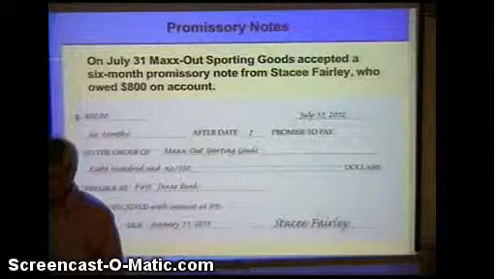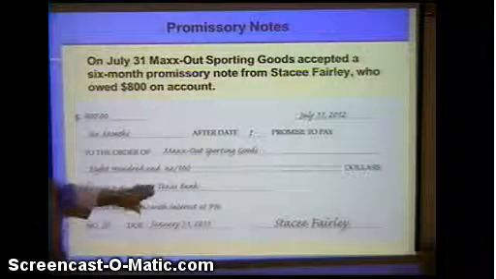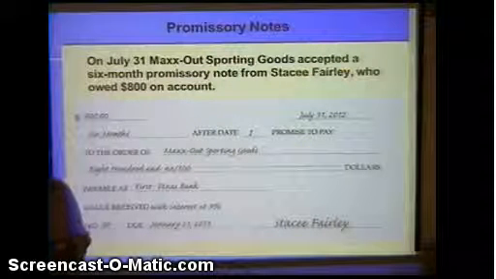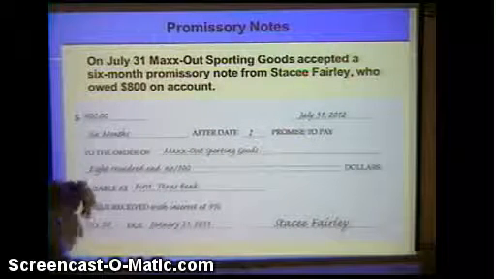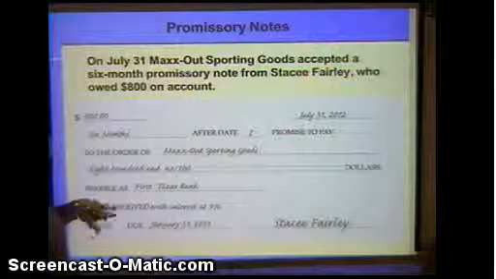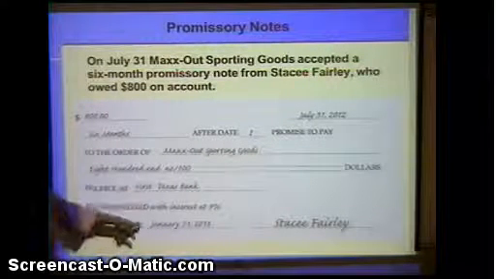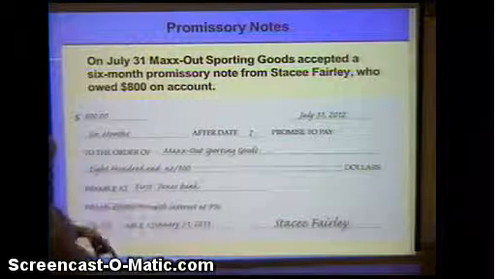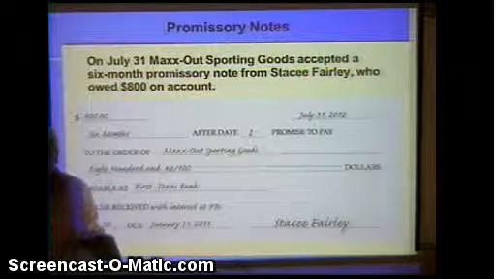Okay. So in this case, if somebody can't pay, we're going to issue Stacy Farley a note, and she's going to get a note that she's got to pay us this amount at 9% interest, and 6 months we're giving her. Okay. So when she pays, what happens when she pays?